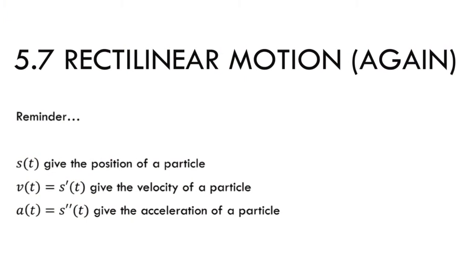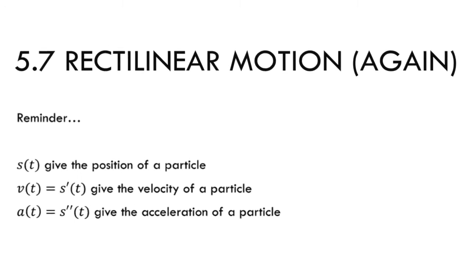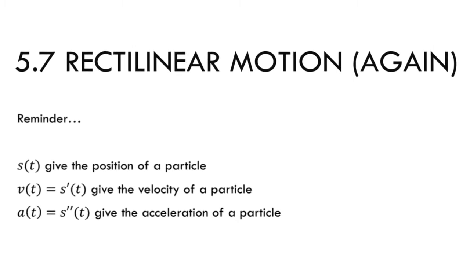Remember that time we talked about rectilinear motion, and I gave you S of t, and S of t represented the position of a particle along a curve, and then we wanted to find the velocity, and the way we did that is we took the derivative, and then we wanted to find the acceleration, and the way we did that is we took the derivative again.